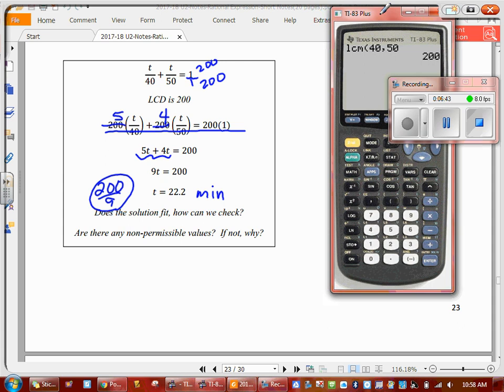Okay? All right. Are there any non-permissible values in this case? No. Why are there no non-permissibles? That's right. There's no variable in the denominator. So if there's no variable in the denominator, there's no non-permissibles. So we would say no NPVs. And the reason why, we already discussed, is because there's no variables in the denominator.